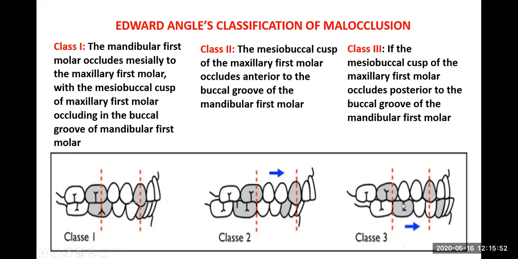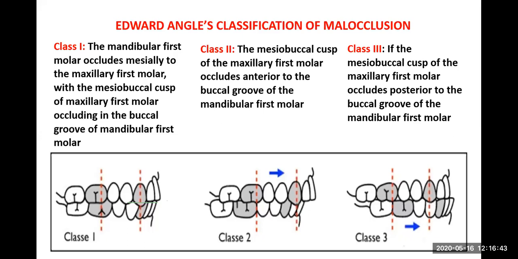The third class of malocclusion is, you see that it's like completely the first maxillary molar is almost off the surface of the first mandibular molar. That is class three. See the definition. If the mesobuccal cusp of the maxillary first molar occludes posterior to the groove of the mandibular first molar, then you define that as class three. You can see the distinction. The picture should be able to show you a clearer understanding of this relationship.